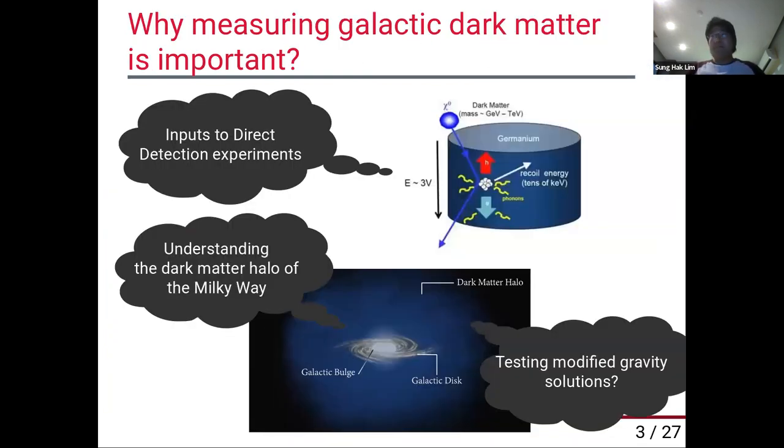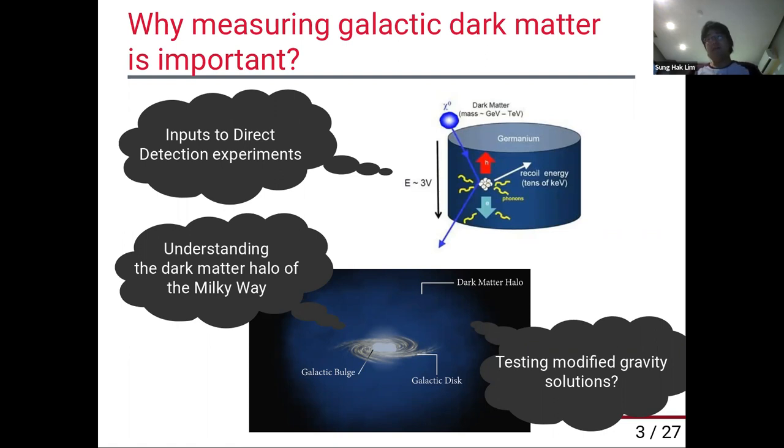And of course, why is this kind of thing important, especially why is measuring galactic dark matter important? One obvious thing is that this is the direct input to direct detection experiments, because direct detection experiments consider the dark matter around Earth colliding with the nucleus in the experiment. Also, these kinds of things are very important for understanding the dark matter halo of the Milky Way. So we can understand some dark matter physics using this kind of data analysis.